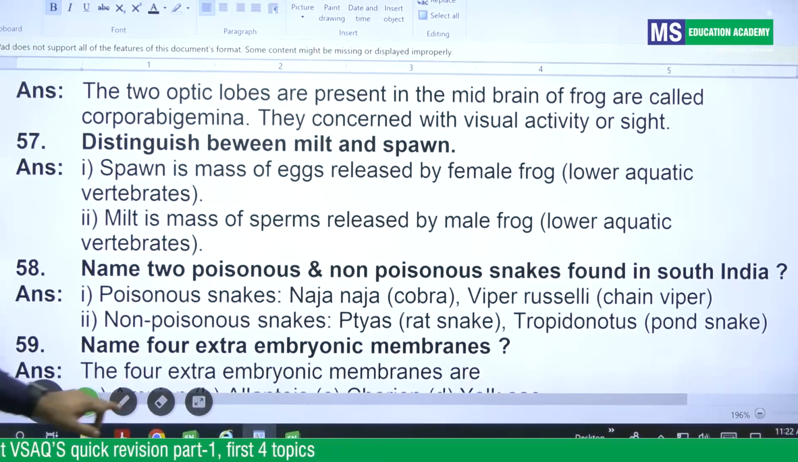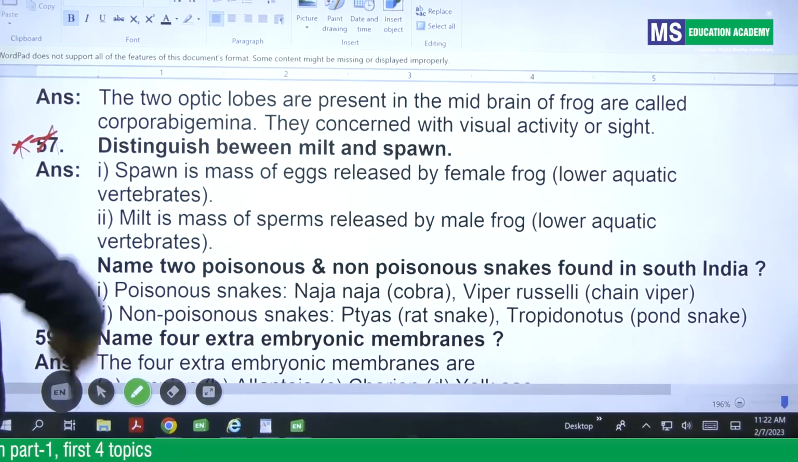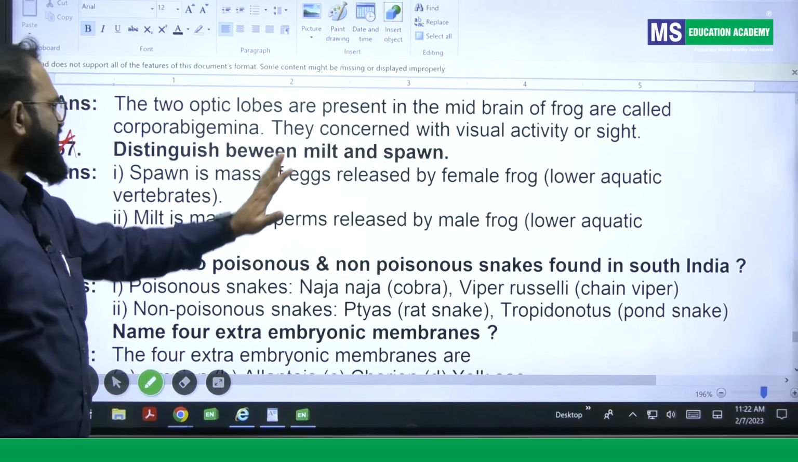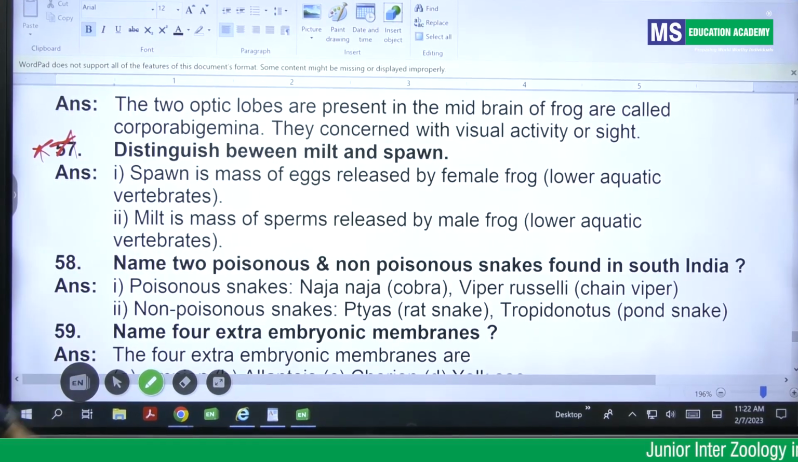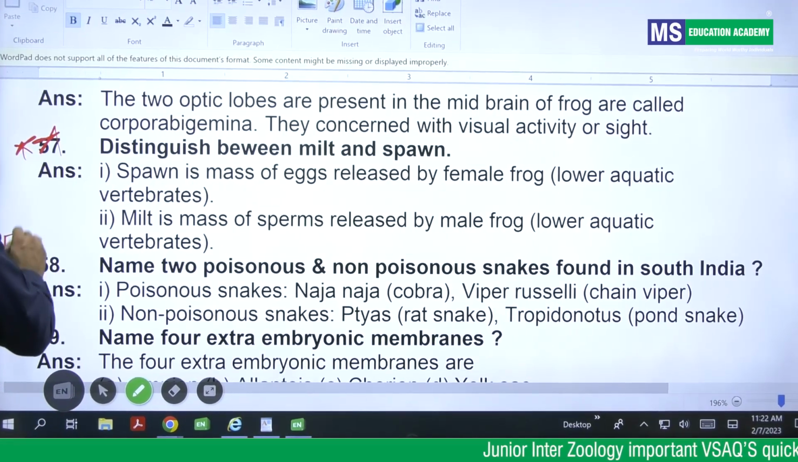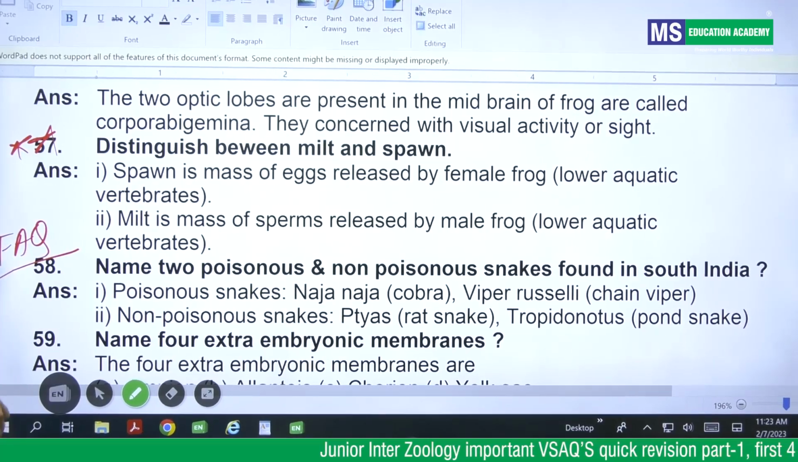Distinguish between milt and spawn. Double star I am giving. Spawn is mass of eggs, milt is mass of sperms. And this is again an FAQ, frequently asked question.